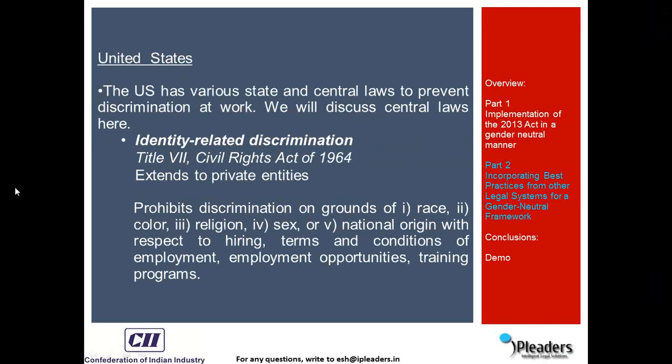So let's move on to the US law. The US has different state and central laws. We will just look at a central law here. They have a Civil Rights Act which extends to private entities. Again, this is gender neutral. It prohibits discrimination on 5 grounds, with respect to hiring, terms of employment, employment opportunities, and training programs. So this is not as wide as the UK Act which we saw, which talked about indirect discrimination and applying any employment measure differently with employees. This talks only about hiring, terms and conditions, employment opportunities, and training programs.